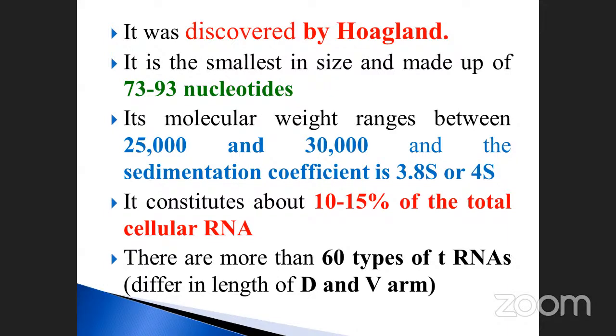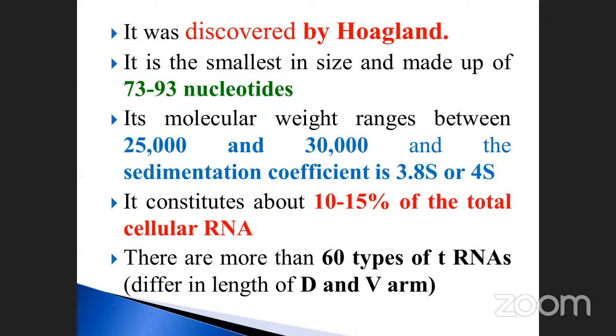This collectively 3.8 may be calculated as 4S. It constitutes about 10 to 15%. Already you know about that: tRNA 15%, rRNA 80%, and mRNA only 5% of the total cellular RNA.